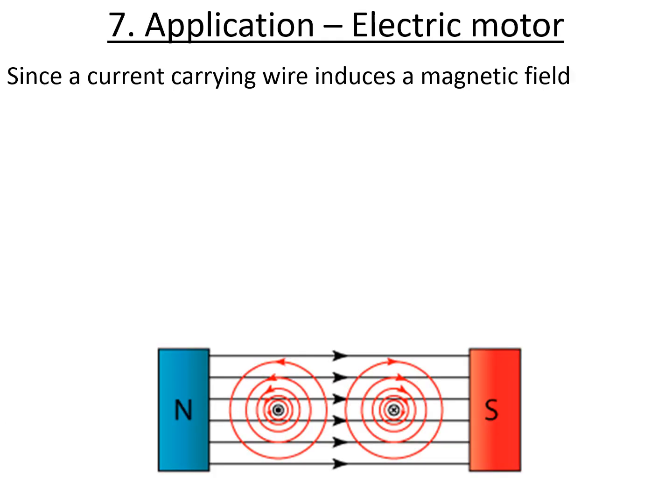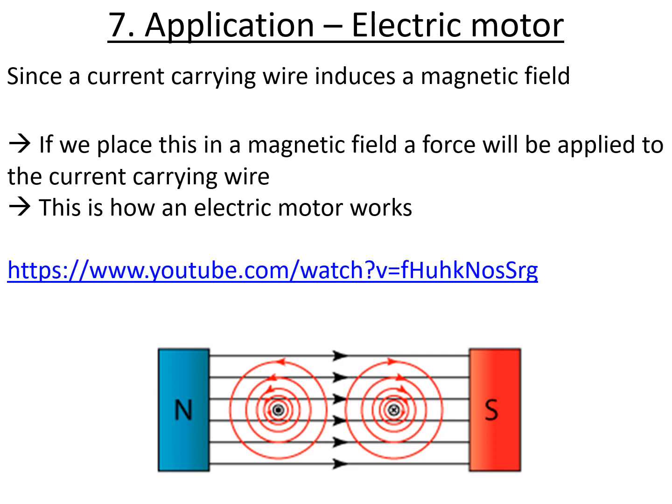Okay, now, why do we want to know this? Well, one of the applications of this is if you've got magnetic fields, you know that they can either repel or attract each other. So if you set it up properly, you can actually get it to move. And if you can get it to move, you've basically invented an electric motor. Okay, so if we place this in a magnetic field, a force will be applied to the current carrying wire. And the reason for that is because the current carrying wire has a magnetic field around it. So two magnetic fields, you're going to get attraction or repulsion. And that's the basic idea of how an electric motor works.